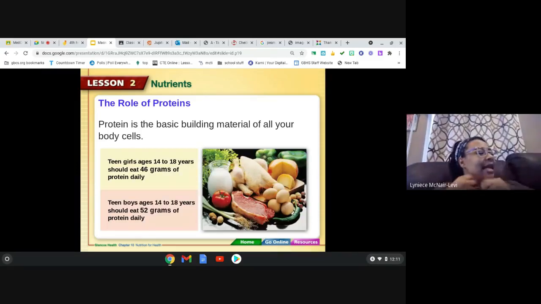All right, as a young lady or young man, biologically, anatomically, I will always say that, because I do know we have our trans students in here. You need about 46 grams of protein a day if you are biologically female, and about 52 if you're biologically male. The main reason is that guys are a little bit bigger and have a little more muscle mass, so women don't need quite as much as men do. That's all that means.